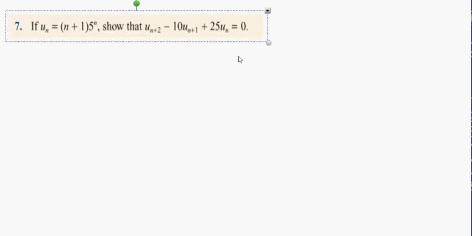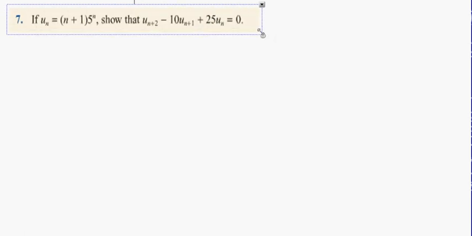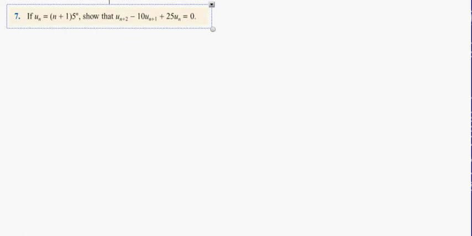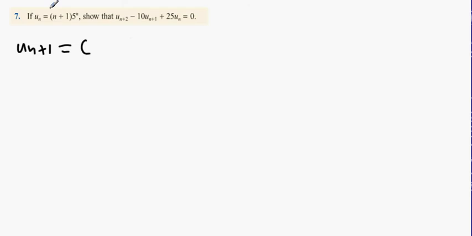Okay, so it's a proof question. What we have to prove is that if un is (n plus 1) times 5 to the power of n, prove that u of n plus 2 minus 10 u of n plus 1 plus 25 un equals 0. So what we're going to have to do is find out what u of n plus 1 is to start off. We replace n with n plus 1, and it's going to turn out to be (n plus 2) times 5 to the power of n plus 1.